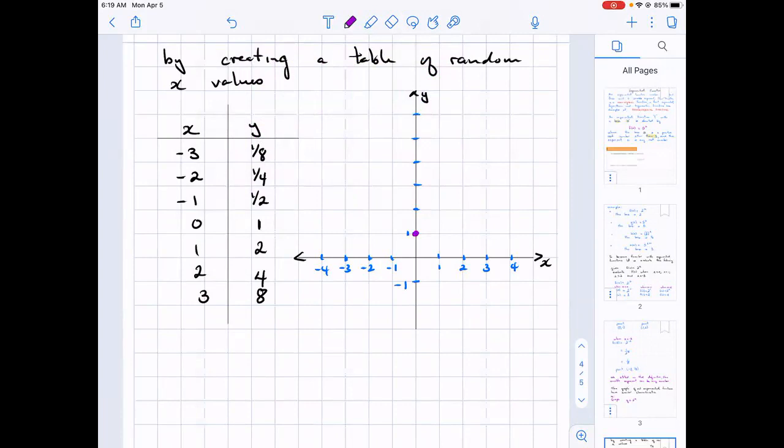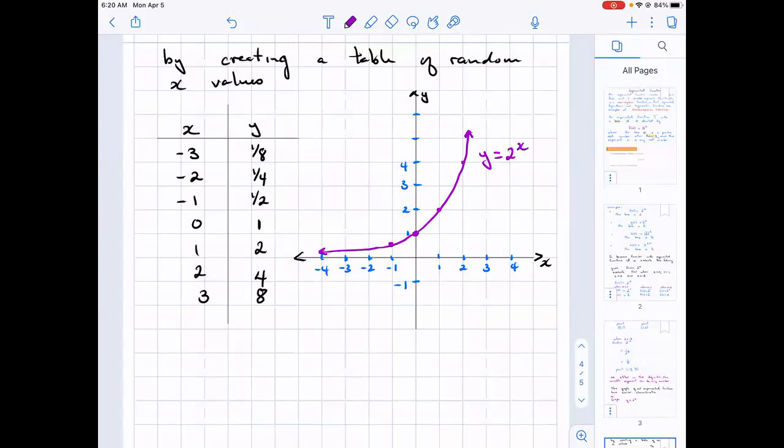When x is 1, y is 2. When x is 2, it is 4. So 2, 3, 4, and that point is 4. We know when x is minus 1, it's a half, and so forth. So what you will notice is that the graph would look similar to this here.